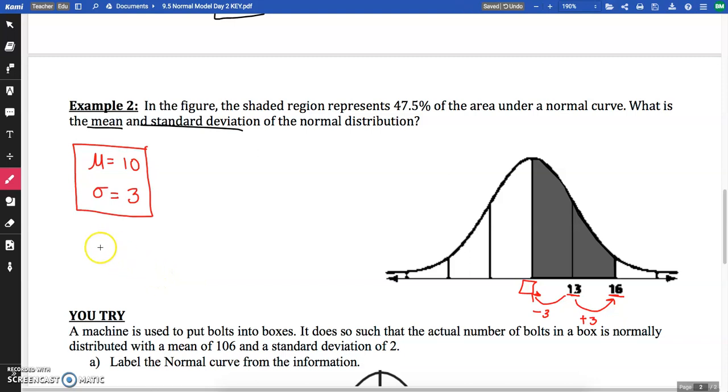Okay. Now, that's all I had to do here because it just said what is the mean and standard deviation. This 47.5% is kind of a distractor. So it doesn't really help us answer the question in any way.